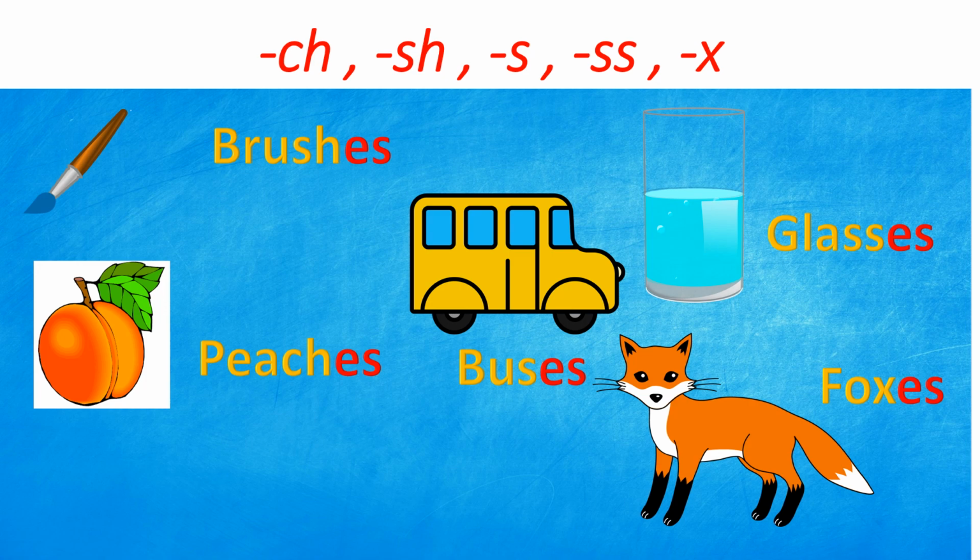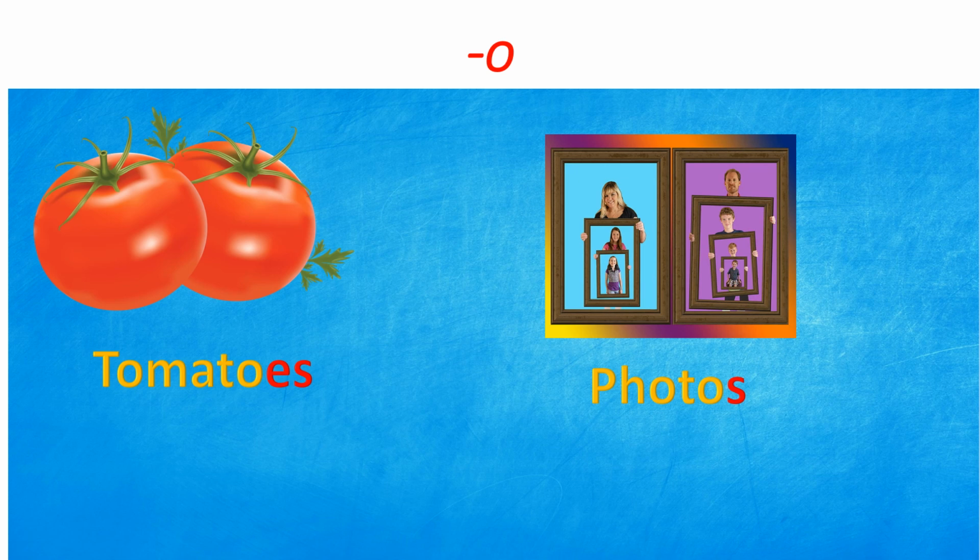Similarly, there is a word fox. The fox ended with the letter x. So when a word ends with the letter x, you add es to make it plural. But remember children, there are many other rules which you will learn. Let's see another rule.